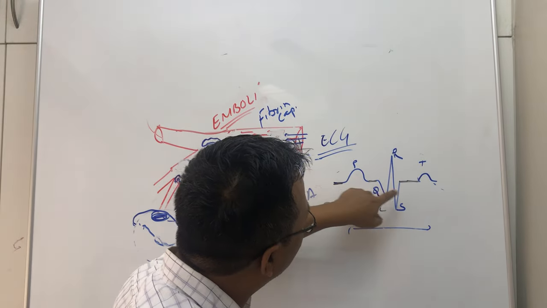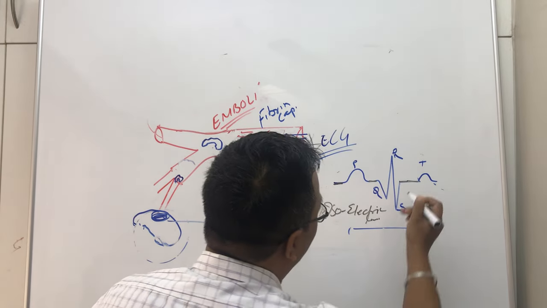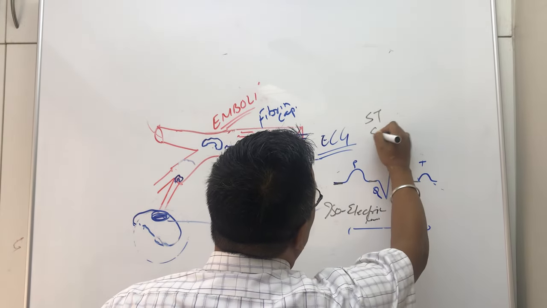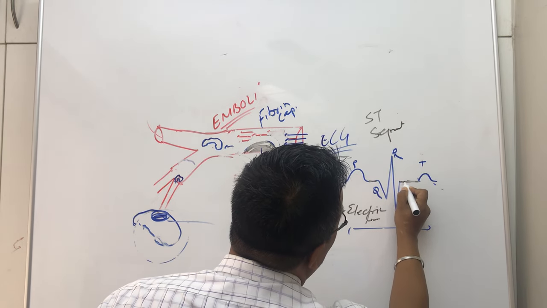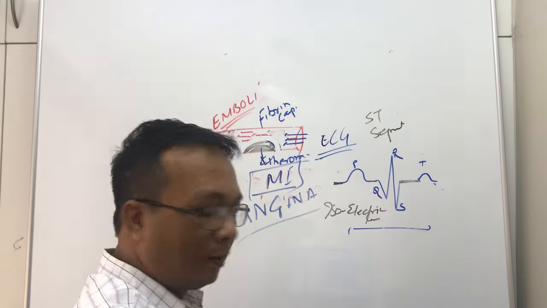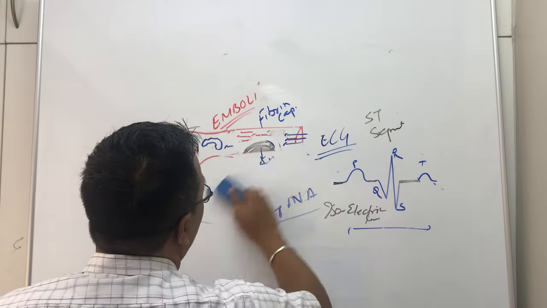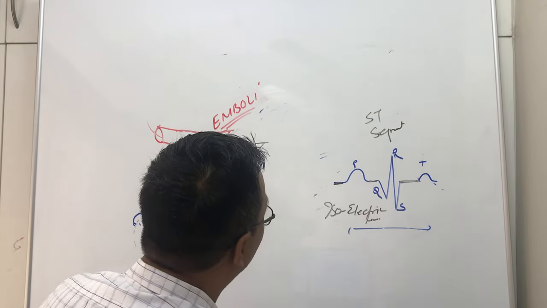Now this portion, particularly this portion, we call ST segment. Which part is called ST segment? The ending of the S wave and the beginning of the T wave. This portion is the ST segment. So this is a normal wave.